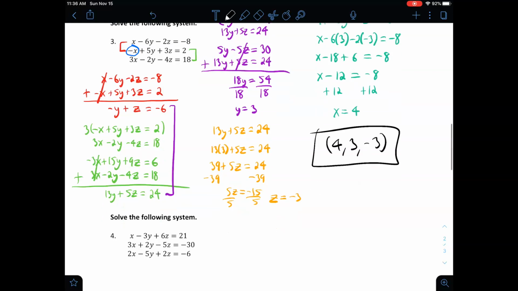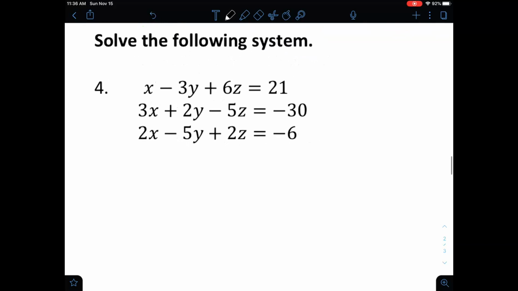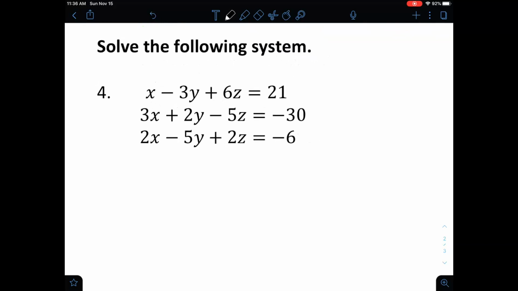All right, one last example. Thanks for sticking with me here. Let's do one more to get this all taken away. So solve the following system. We have x minus 3y plus 6z equals 21, 3x plus 2y minus 5z equals negative 30, and 2x minus 5y plus 2z equals negative 6.